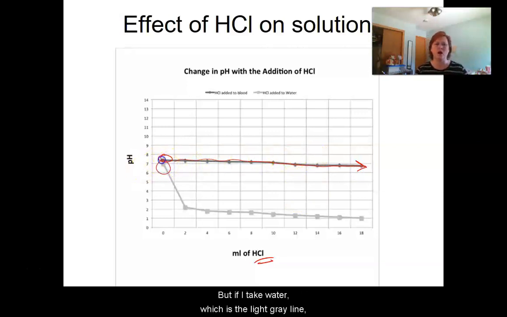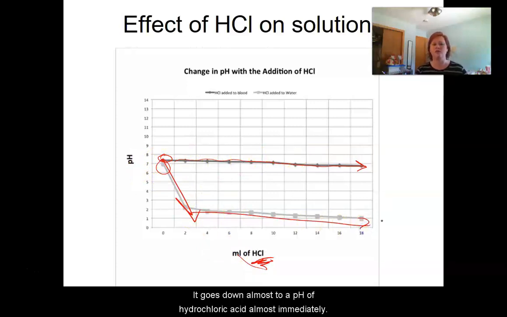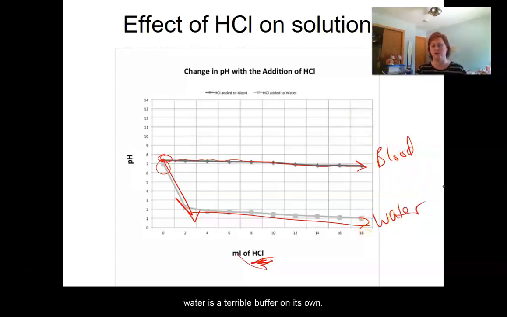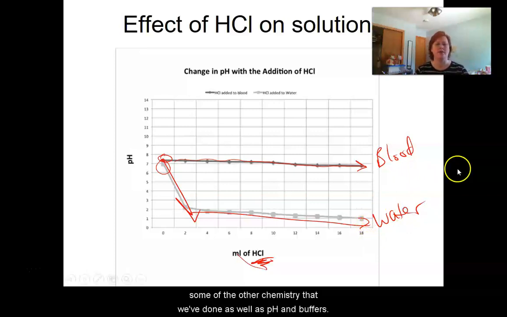But if I take water, which is the light gray line, and I add hydrochloric acid to it, look at what happens to the pH. Boom. It goes down almost to a pH of hydrochloric acid almost immediately. So that means that blood is an excellent buffer, or I should say the substances in blood are excellent buffers, whereas water is a terrible buffer on its own. All right, so that gives you a quick overview of some of the other chemistry that we've done, as well as pH and buffers.